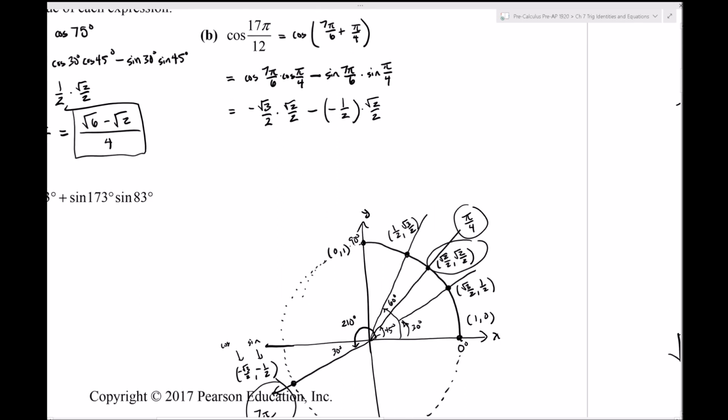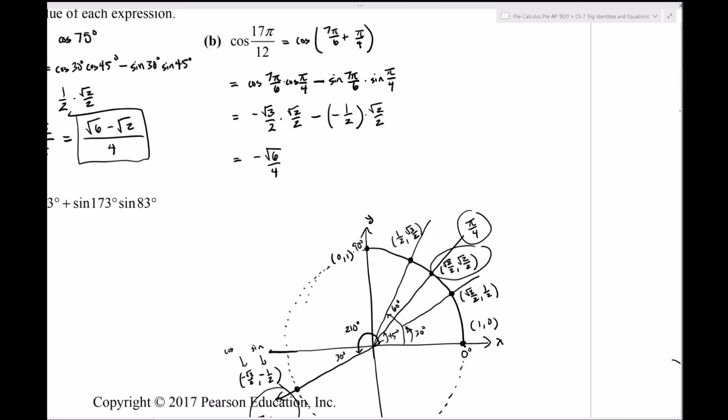We filled in all the values that we need. Now it's just simplification that's left. So if I simplify the first one, negative square root of 6 over 4. The second one, negative, negative, positive, so that makes a positive. So that's plus square root of 2 over 4. And there's my answer for part B. That's completely, well, no, that's not completely simplified. So I'm jumping the gun. This is negative square root of 6 plus square root of 2 over 4.